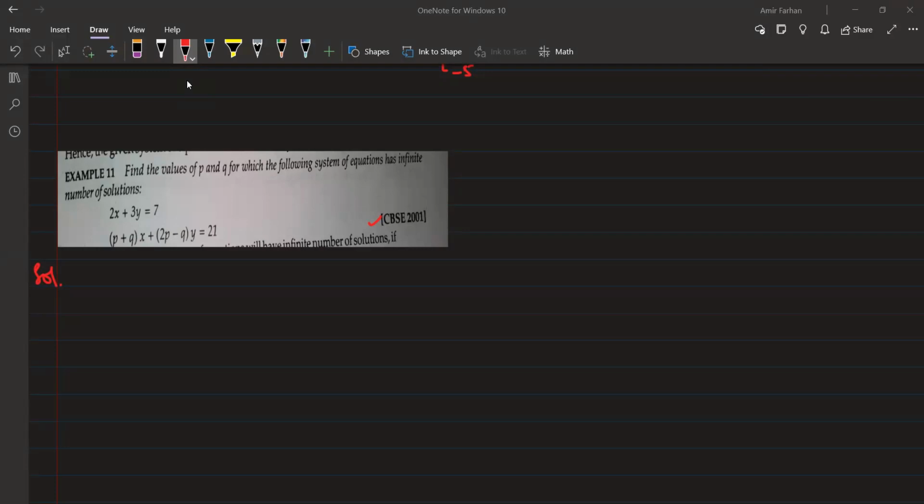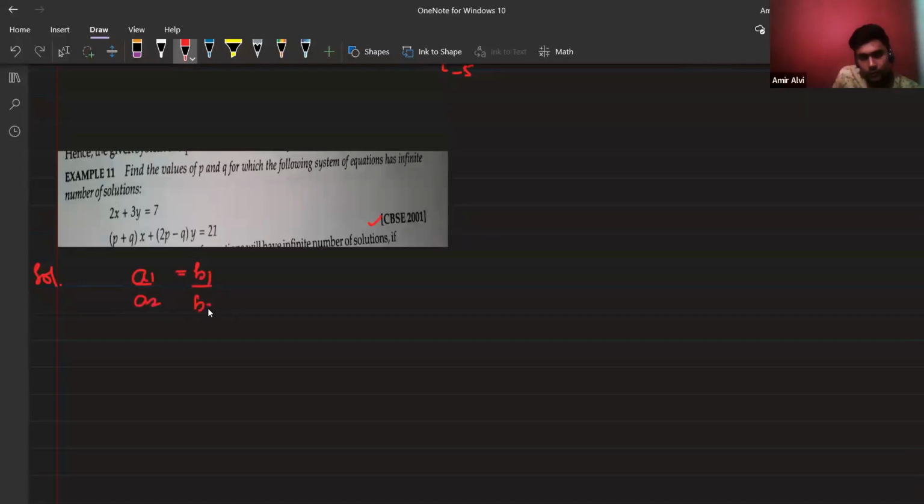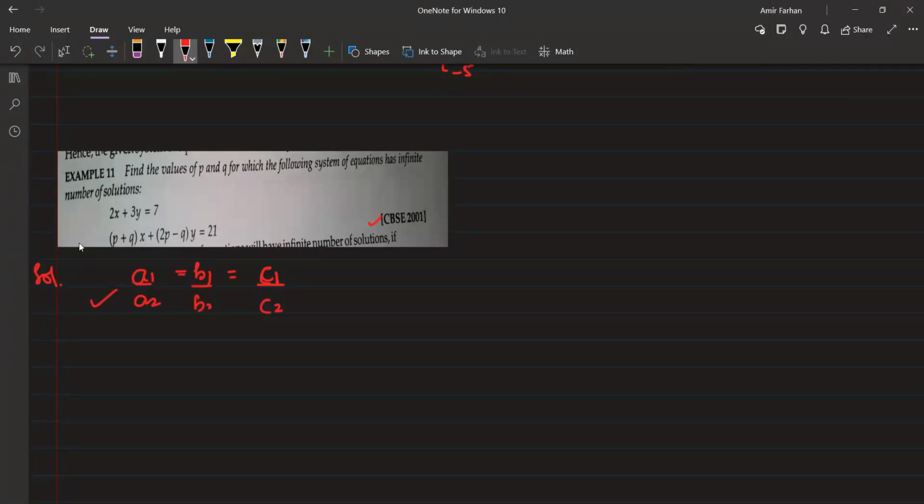Tell me what is the relation between the coefficients? What is the ratio of coefficients if the lines are parallel, basically infinitely many solutions? A1 by A2 is equal to B1 by B2 equal to C1 by C2. Very good, Hiba and Faz. So this is the relation of coefficients. Clear? Yes, sir.